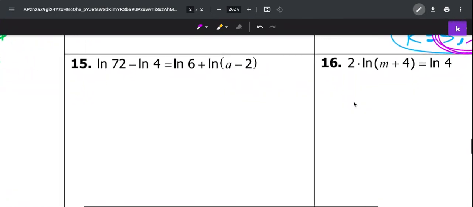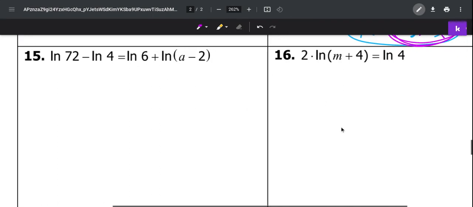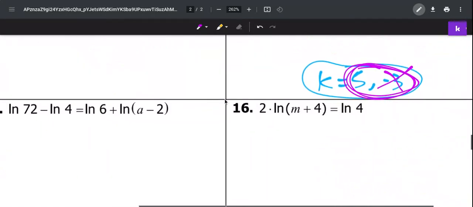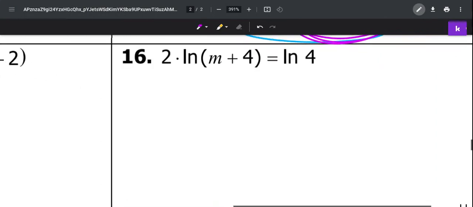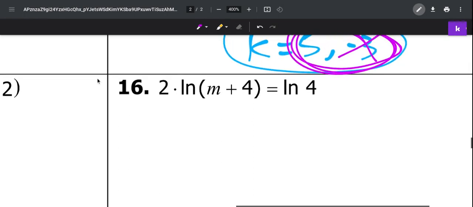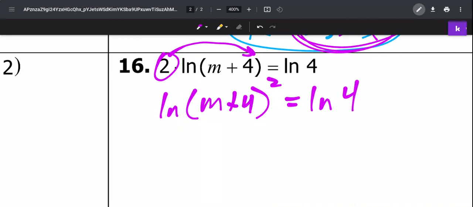Let's see, 15 and 16, try those. The only difference between 15 and 16 and all the rest is that it's still type 1, just like 13 and 14, except now we just have more complex condensing. I do want to show you 16 real quick because this is one that we looked at a few days ago. Look at 16. If I condense this, first of all, it's type 1, log on both sides. If I condense this, remember this 2 is going to be the exponent of m plus 4. So if you remember, we can actually use square roots for this one by doing this.